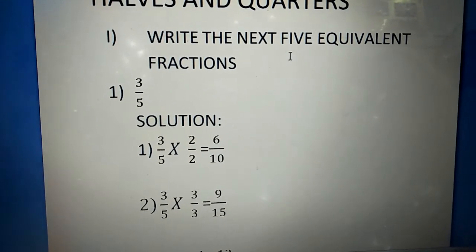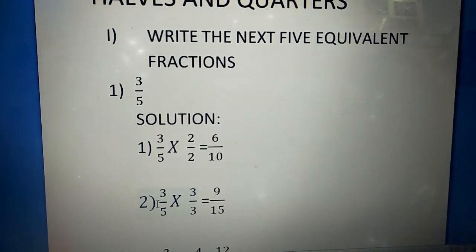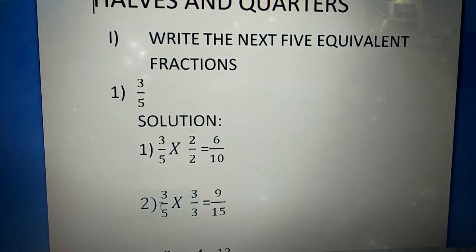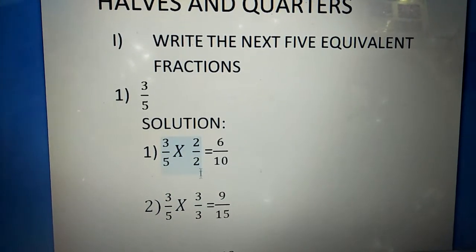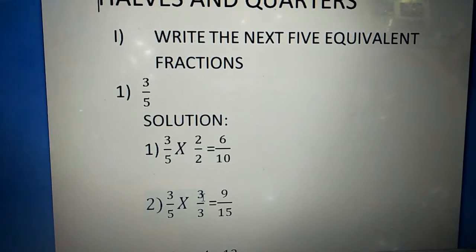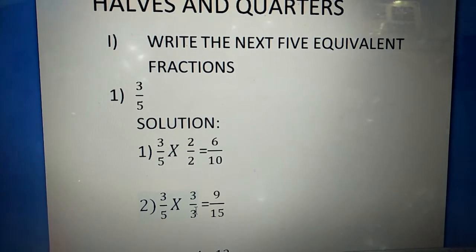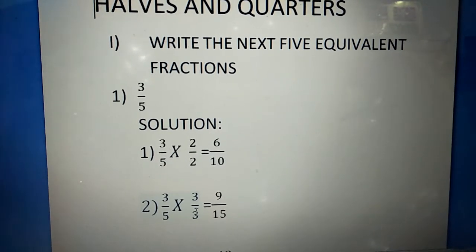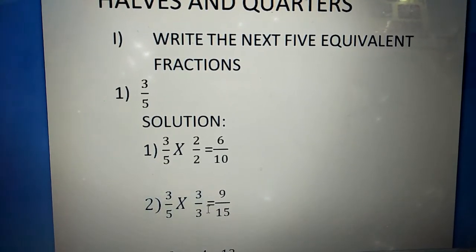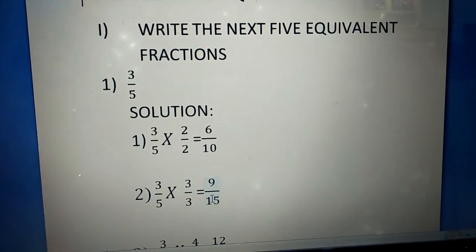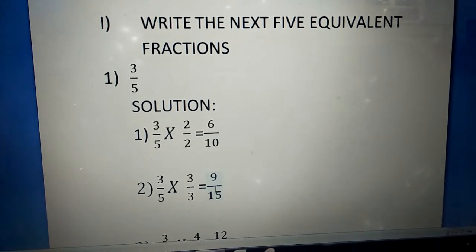We need 5 equivalent fractions, children. So I multiply the same fraction, 3 divided by 5, by 3 after 2. So both numerator as well as the denominator are multiplied by 3. So 3 divided by 3. 3 3s are 9. 5 3s are 15. So you get now 9 divided by 15.